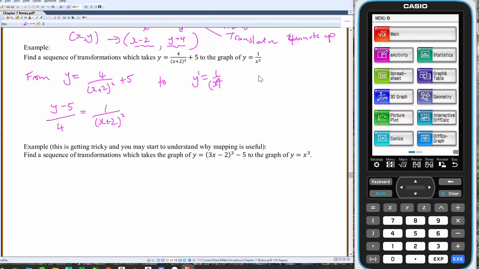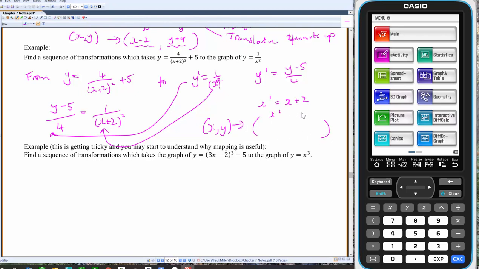So now it's ready for pairing when I write y dash equals (y take 5) on 4. Now I'm going to write x dash, so y pairs up with this thing here, and x pairs up with this, equals x plus 2. All right, now let's write our mapping out, x dash, y dash. It's already the subject, so we're going to write x plus 2 there, and (y take 5) on 4. Okay, what are the transformations? Now we can write them down.